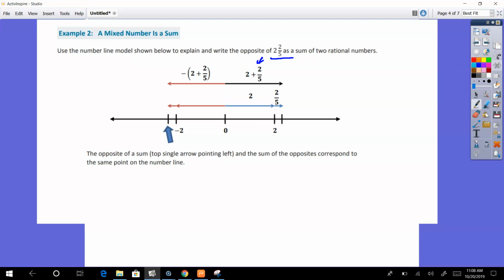So therefore the opposite of that, so that's why they have the parentheses, the negative on the outside. The opposite of that would be 2 plus 2/5 with that negative sign on the outside. So it would be negative 2 plus a negative 2/5. These two things mean the same thing. So negative 2 2/5 is the opposite, so write the opposite of 2 2/5. So negative 2 2/5 would be your opposite.